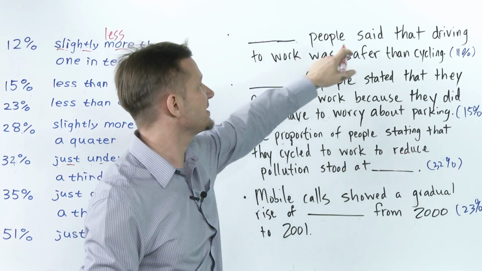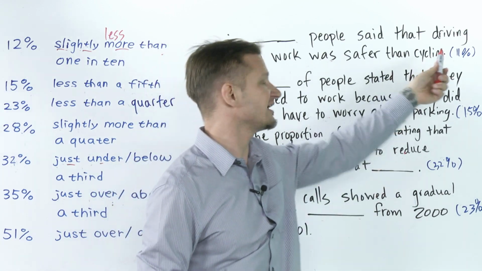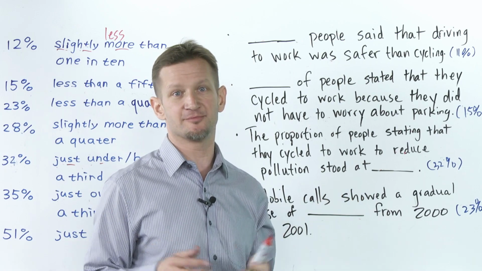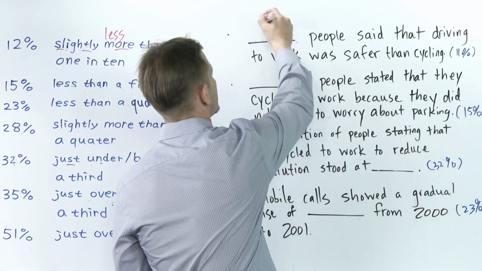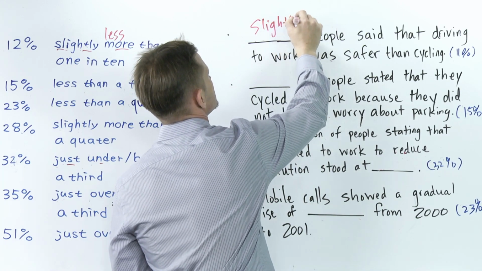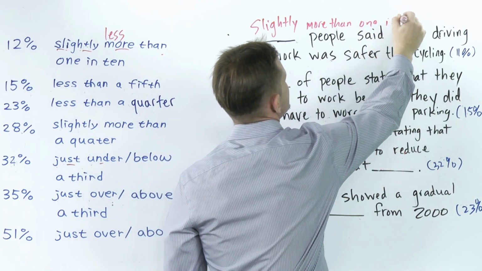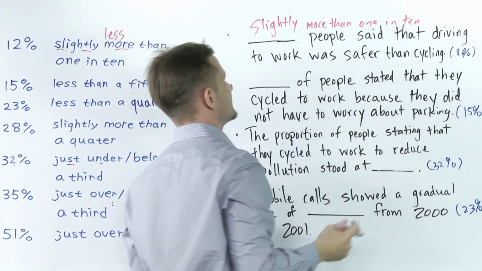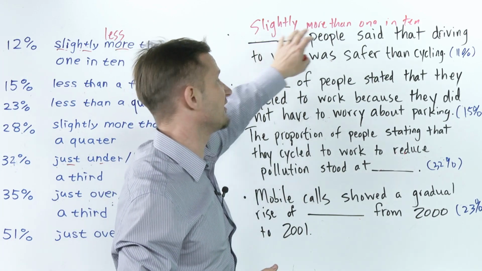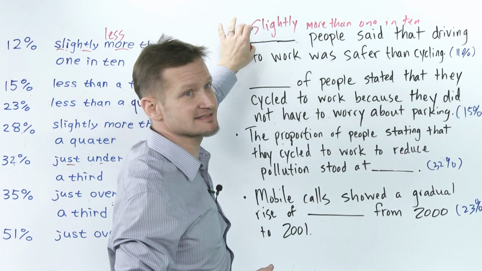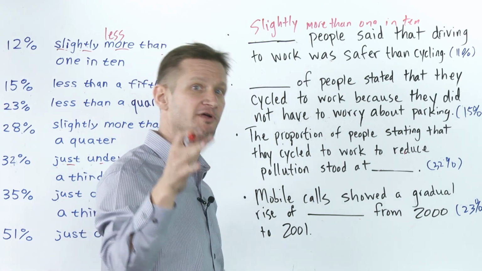So, something of people said that driving to work was safer than cycling. Well, it's 11%. It's not 1 in 10, but it is slightly more than 1 in 10. So we can put that in there. Slightly more than 1 in 10 people said that driving to work was safer than cycling. Great. Now you can say 11% of people, that's fine, but this is showing how well you can use the English language. You're using diversified vocabulary.